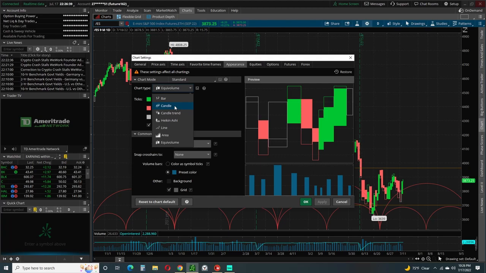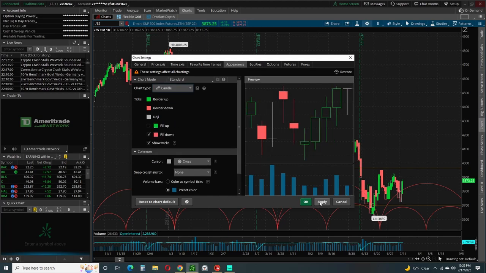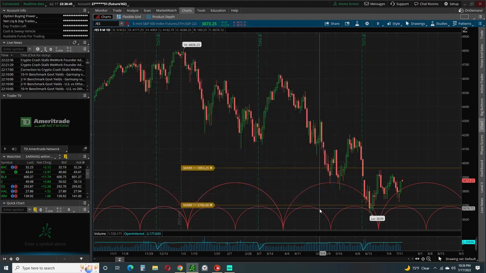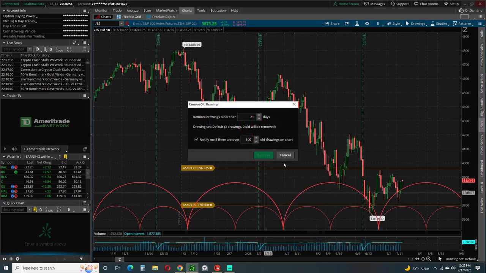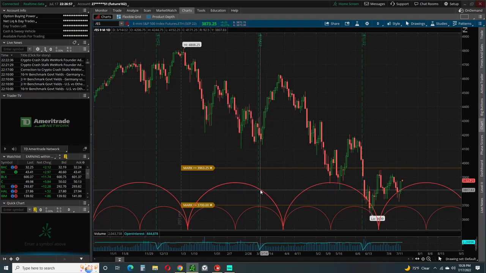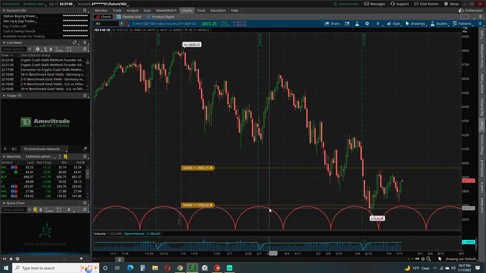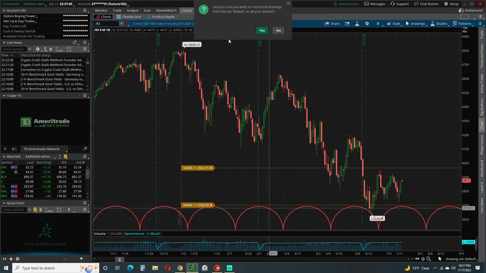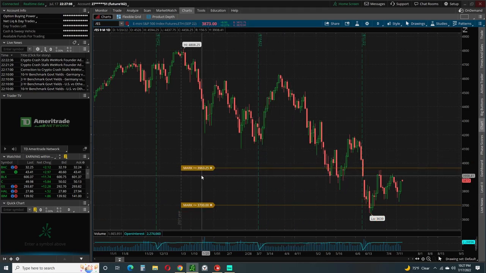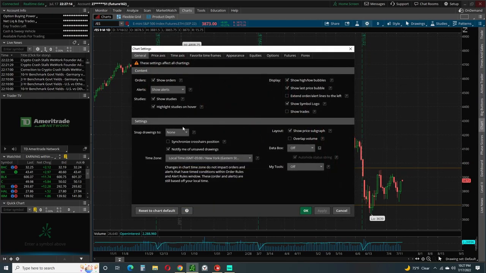I'm just going to go with the regular candles, candlestick, hit apply, hit OK, and I'm going to just remove some things off of my chart. Remove old drawings. Okay, we're just going to remove drawing, clear drawing set, yes. These are just some alerts that are set, and I just wanted to show you briefly. I'm going to go in here. It says do not show alerts, hit apply, hit OK.